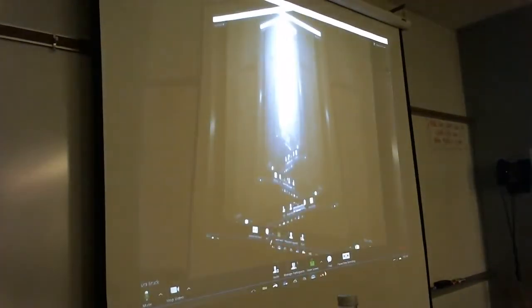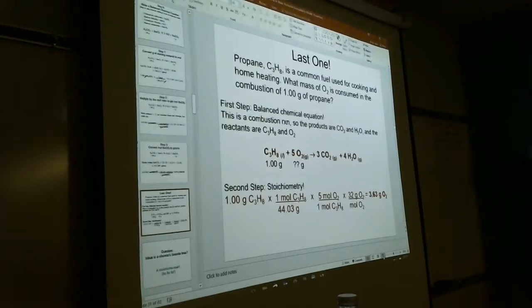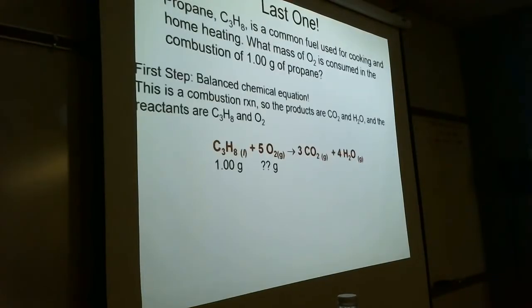All right, last problem. So, first of all, you need a balanced equation. Right? Coefficients are 1, 5, 3, 4. This is a combustion of a hydrocarbon, so our products are always CO2 and H2O. If we were combusting a metal, that would be a metal oxide, but if we're combusting a hydrocarbon, we're getting CO2 and H2O.